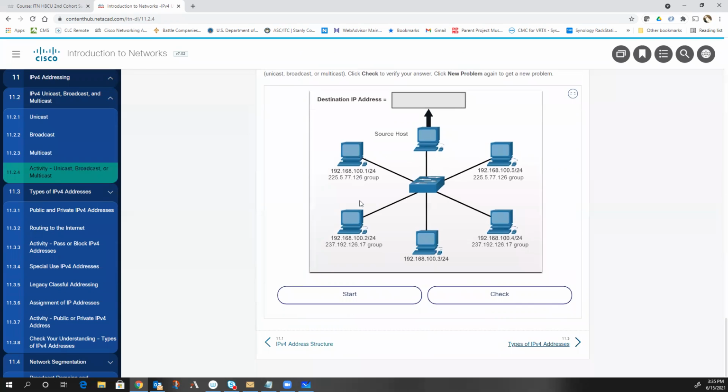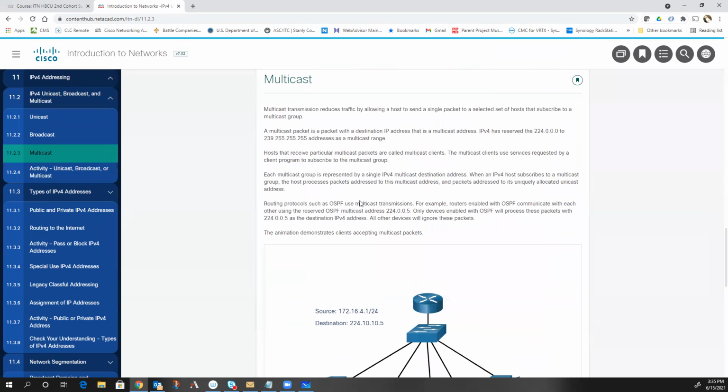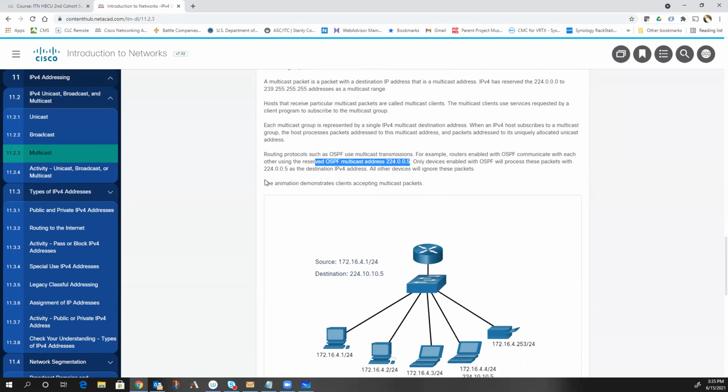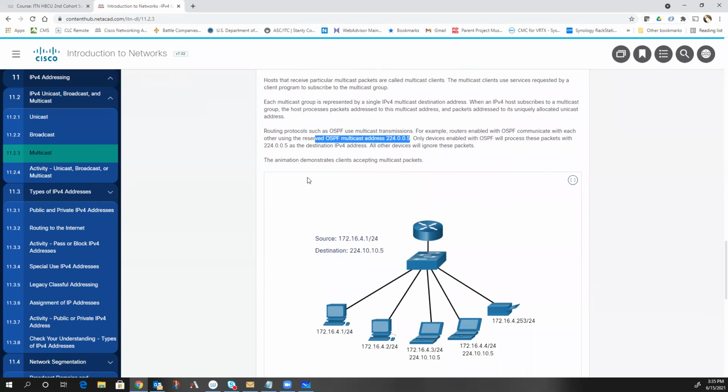Okay, any questions about those? We don't deal a lot with multicast in this class, although they show you here that 224.0.0.5 is all OSPF routers. And then 224.0.0.6, you'll learn, is actually all designated routers in OSPF, which is a special form of OSPF router.